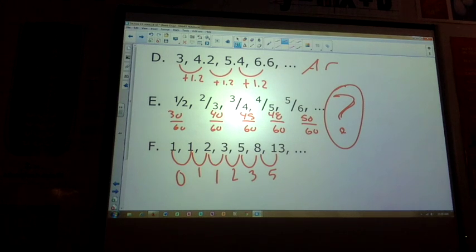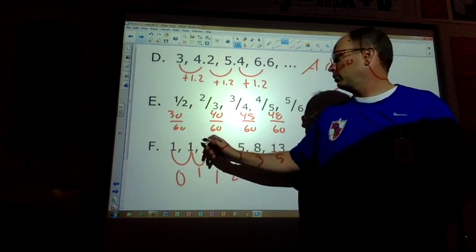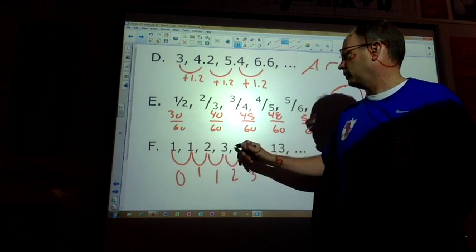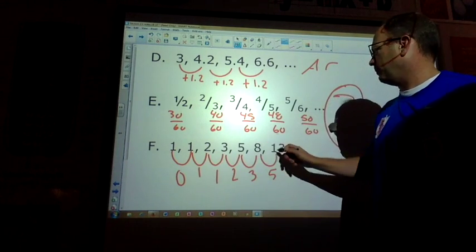Yeah? It's the number added with the previous number. Number added with the previous. So 1 plus 1 is 2. 1 plus 2 is 3. 2 plus 3 is 5. 3 plus 5 is 8. 5 plus... That works.